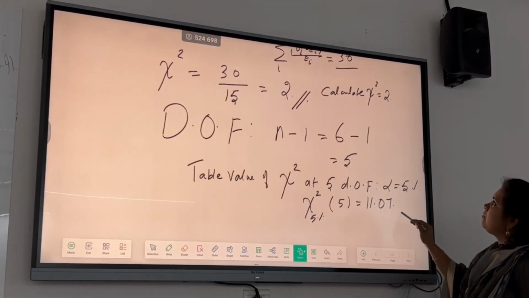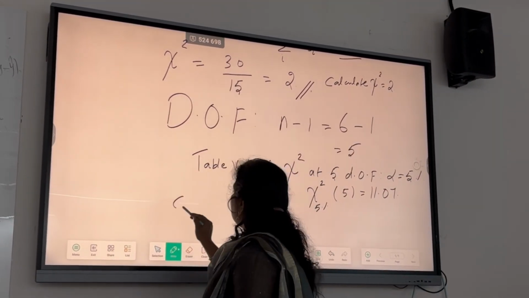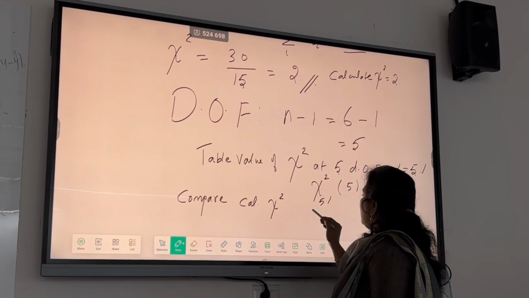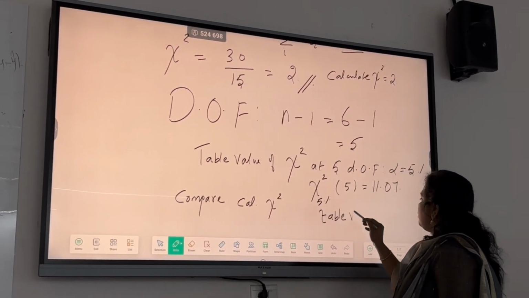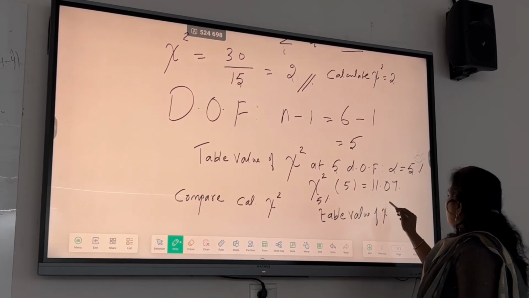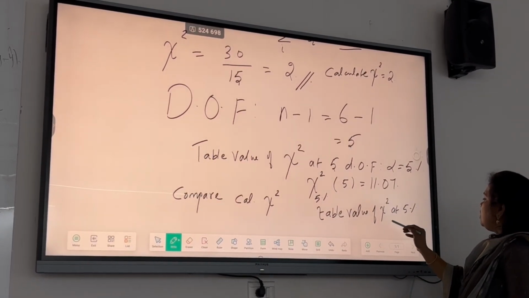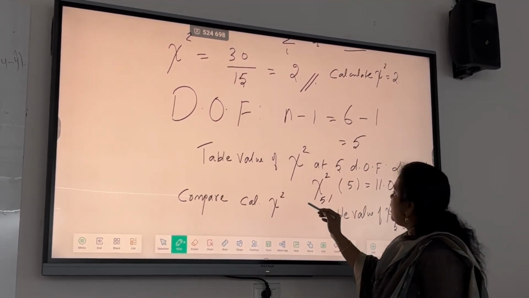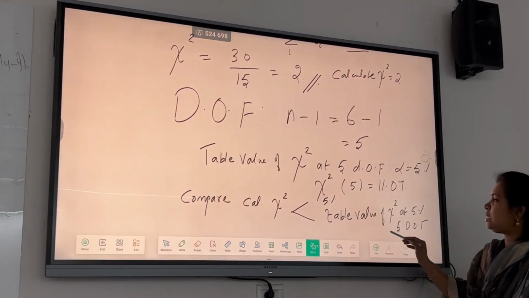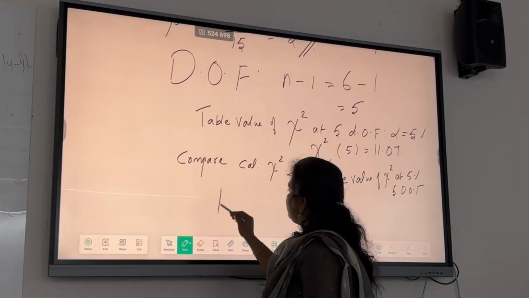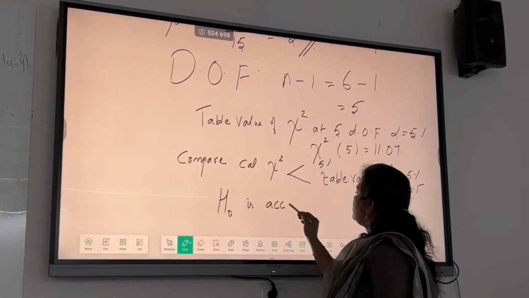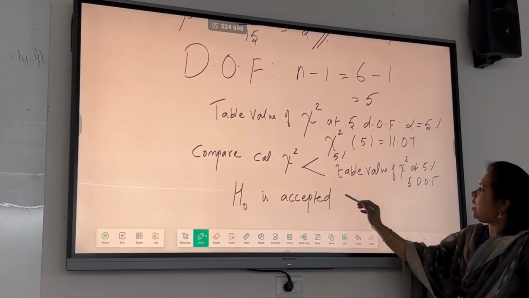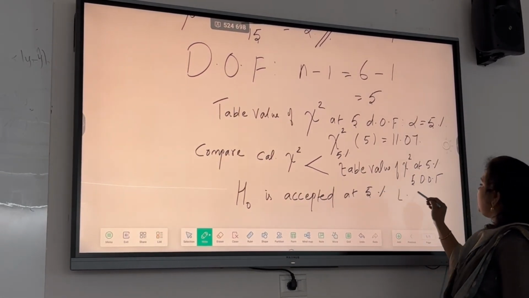After knowing this, we have to compare the calculated chi-square and the table value of chi-square at 5% and 5 degrees of freedom. If you look here, the calculated value is less than the table value. So it is very clear that H0 is accepted at the 5% level of significance.